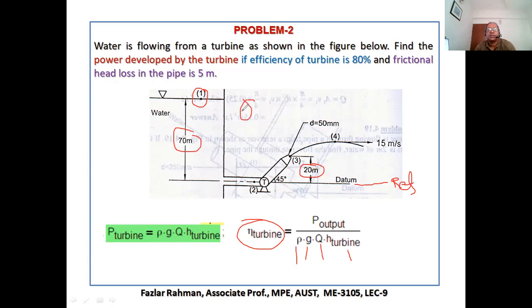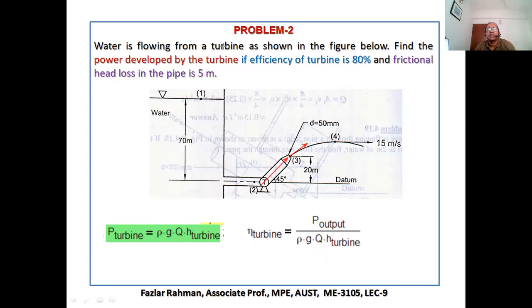How? Q equals area at point 3 into V3, velocity 3. So the area you can figure out from here. The diameter is given, so area is pi by 4 d squared. But how do you know V3? Actually, right over here, you are applying knowledge of your engineering mechanics. How? When fluid comes out through this nozzle along this direction, it has a certain angle with the horizontal line, and the angle is 45 degrees.